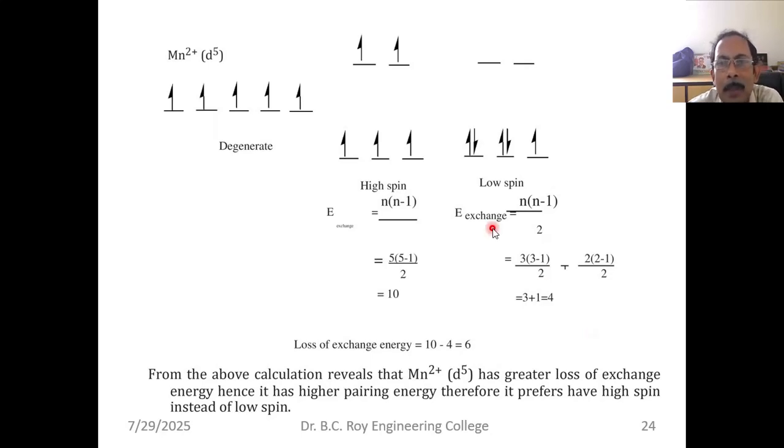Another example, Mn2+ d5. For high spin we get exchange energy 10, because 5 electrons are there, and for low spin 3 electrons are there, and we get a loss of exchange energy of 10 minus 4, that is 6.